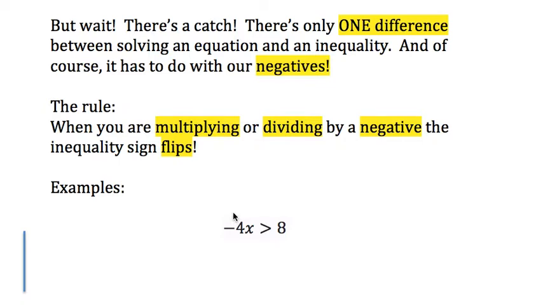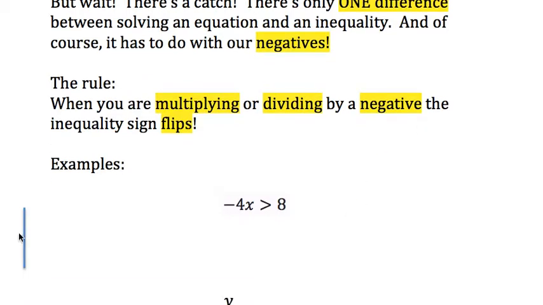Anytime you're multiplying or dividing by a negative number, the inequality sign is going to flip. So again, when you are multiplying or dividing by a negative number, our inequality sign is going to flip. Not when we're adding or subtracting, not when we're multiplying or dividing with positive numbers, but when we're multiplying or dividing with a negative number. So let's look at an example right here.